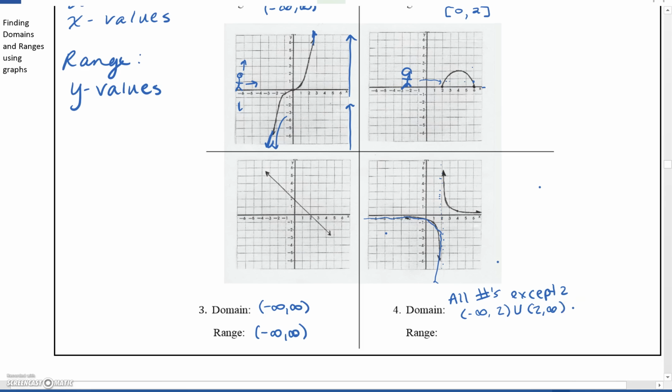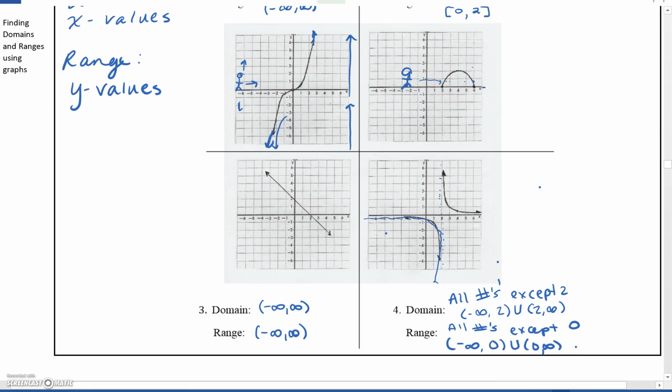Okay, now we need to look at the range. So we're going to look from bottom to top. So when we start here, this is going down to negative infinity. So we've got range from negative infinity all the way up. Well, here we see that it never actually touches the x-axis. It never touches 0. But then after that, the graph starts happening again, and it's going to go all the way up to infinity. So for the range, we want all numbers except 0. So we're going to write that as negative infinity to 0, union 0 to infinity.